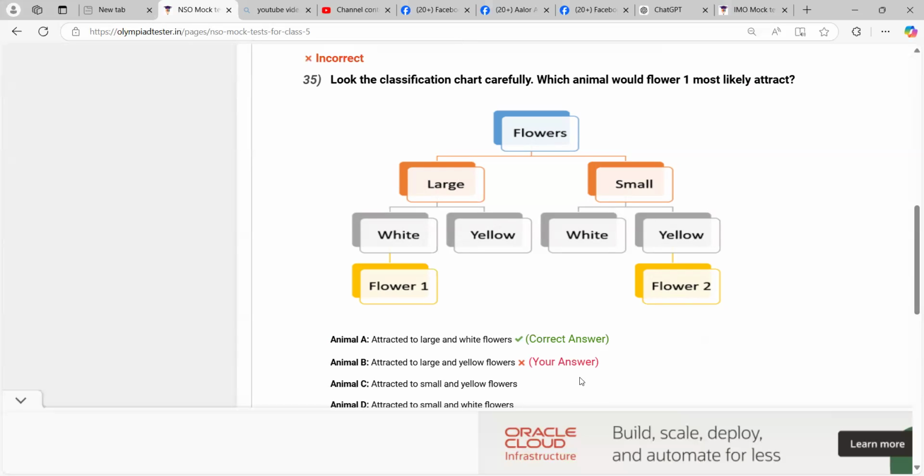Look at the classification chart below. Which animal would flower one most likely attract? So obviously the animal should be attracted towards a large flower, white or yellow. So this one is the correct answer: attracted to large and white flowers. Because a large white flower is flower one. A large yellow flower is not flower one. So this is wrong. Large white flowers is flower one.